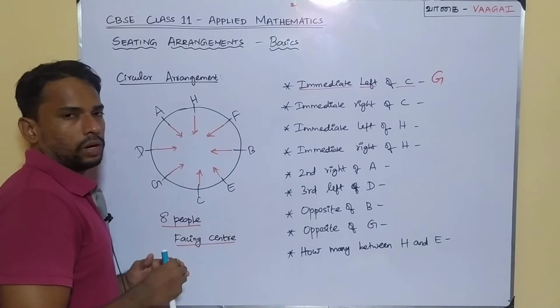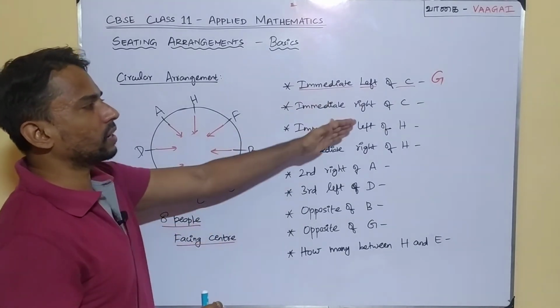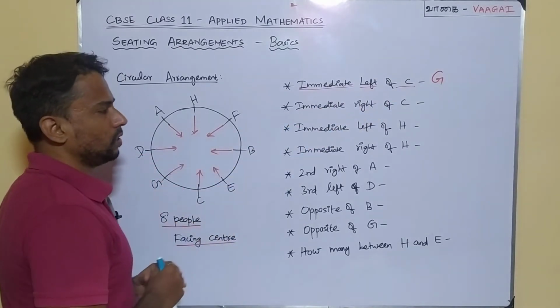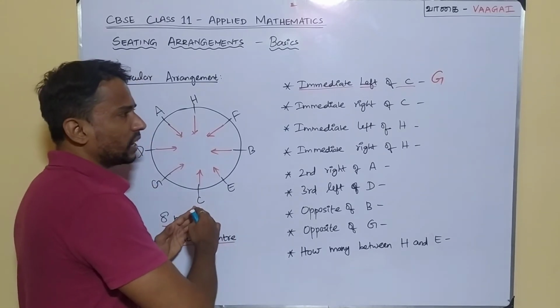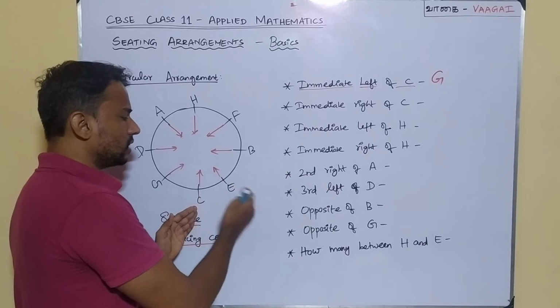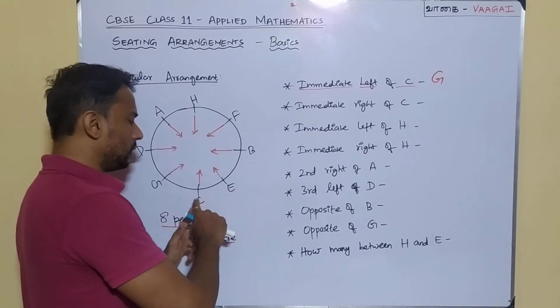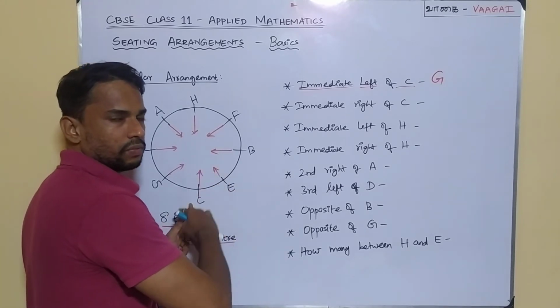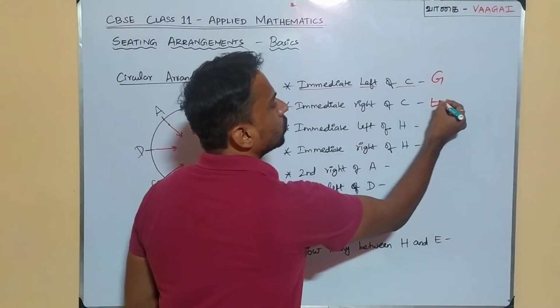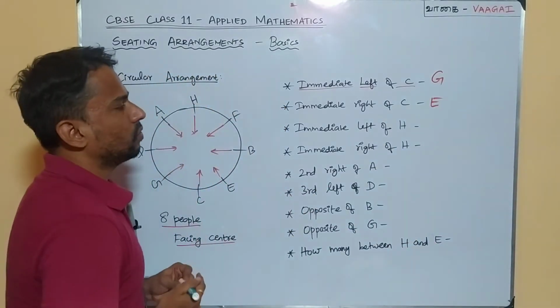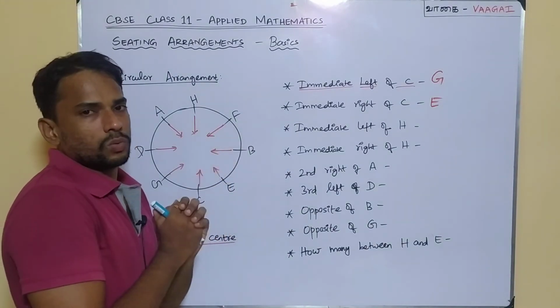And coming to the next one, who is seated to the immediate right of C? That's our next question. So again, they are asking with respect to C only. Now we have to see C's right hand side. On C's right hand side we have got the person E. So that means E is the person seated very next to the immediate right of C. That means the answer to this question is E. Okay, fine, let's come to the next question.